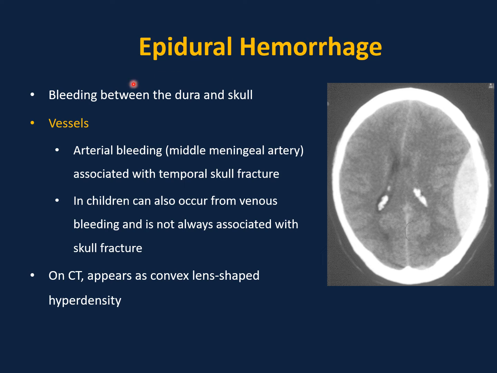Epidural hemorrhage means bleeding between the dura and the skull. The blood vessel involved is most commonly arterial, specifically the middle meningeal artery, and this is commonly associated with temporal skull fracture. In children it can also occur from venous bleeding and is not always associated with skull fracture. On CT scan you will see a convex lens-shaped hyperdensity.